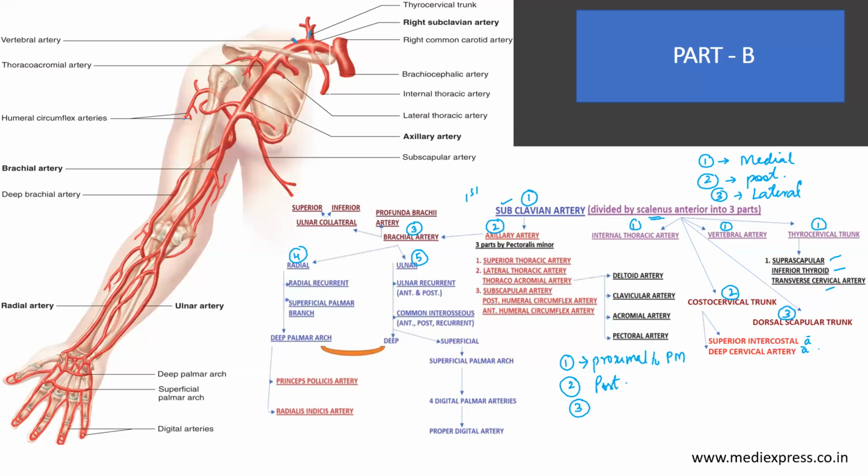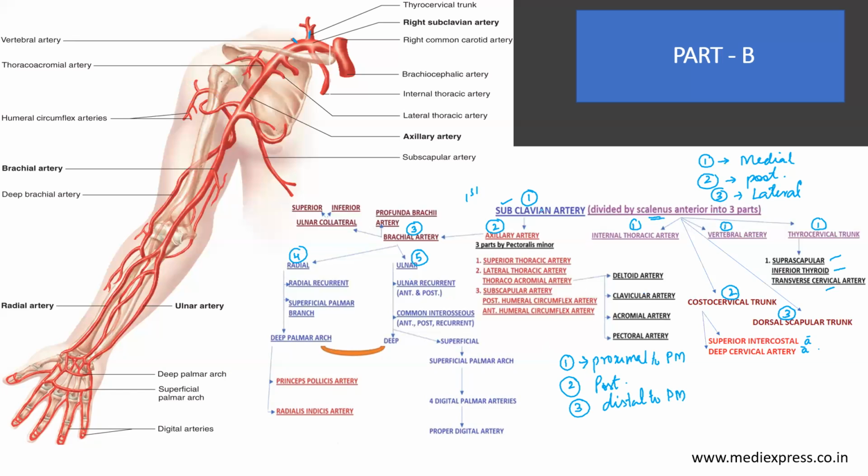So you can see over here the arteries. That's the humeral circumflex arteries. One goes to the anterior, the other one goes to the posterior part. Okay, now remember, it has its origin distal to the pectoralis minor. You have to remember this.